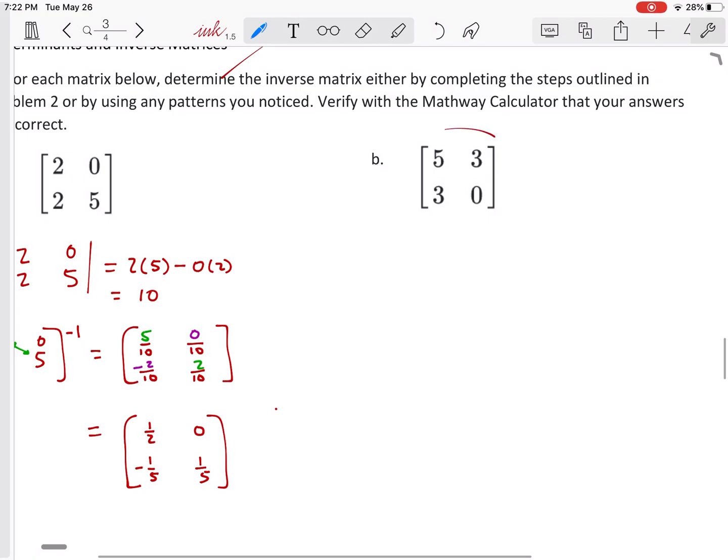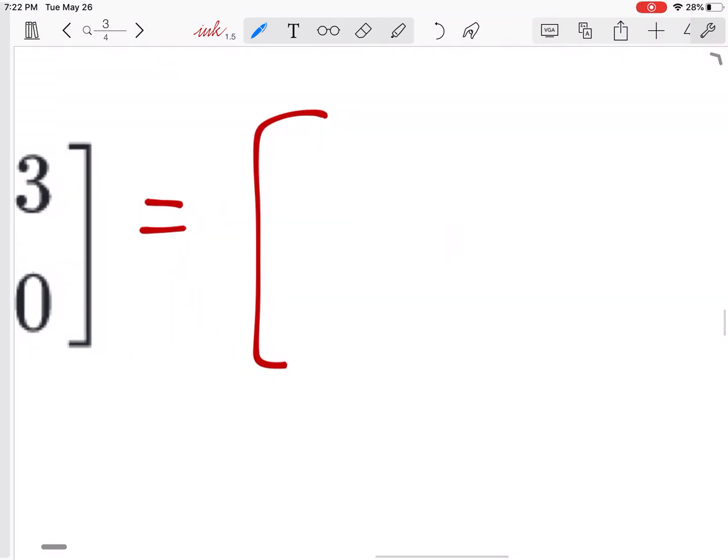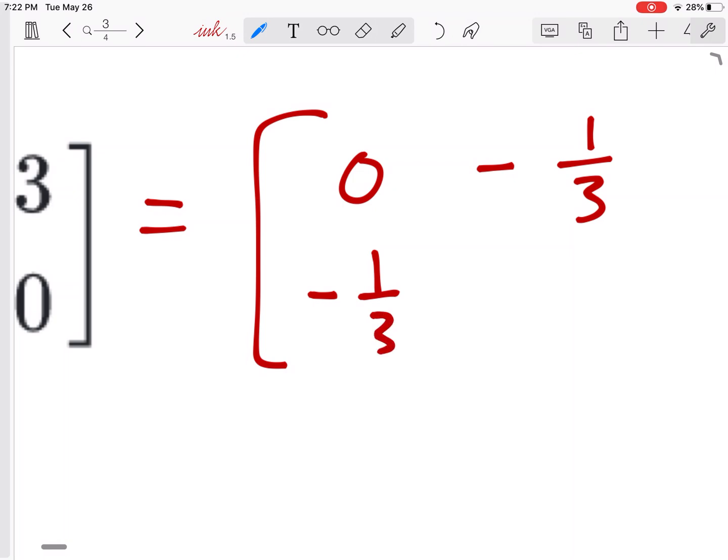All right, I encourage you to pause the video and give yourself a chance to calculate this one by hand and then check your answer in Mathway. Either way you do it, hopefully you pause the video, you should end up seeing that the inverse is 0, -1/3, -1/3, and 5/9.